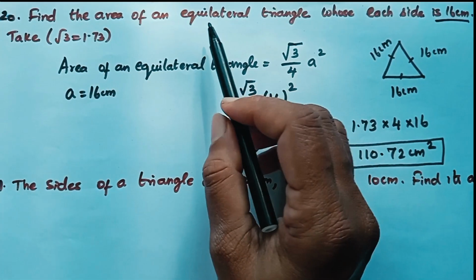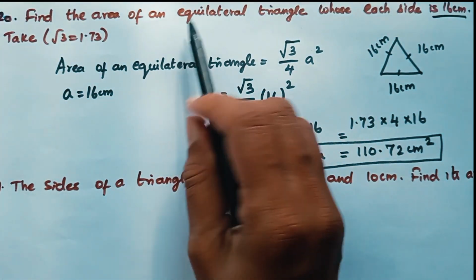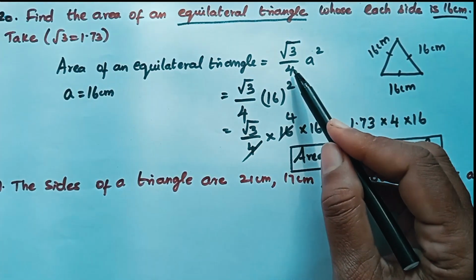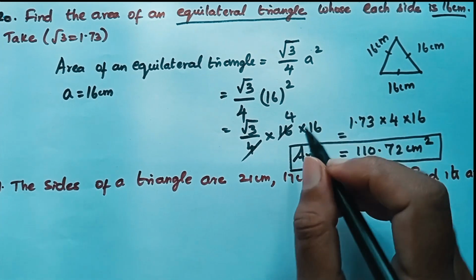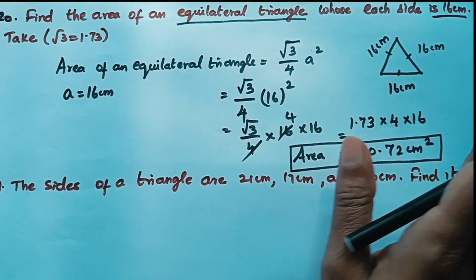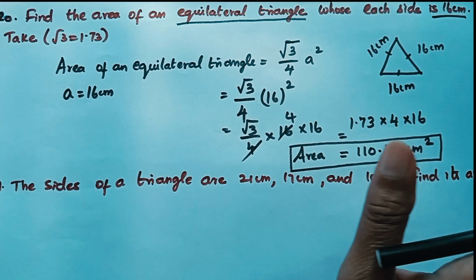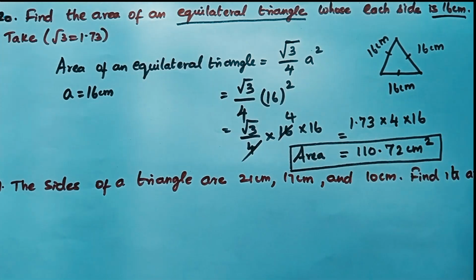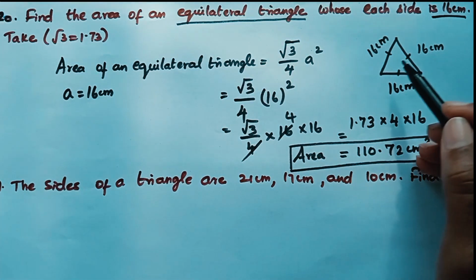So if they have mentioned find the area of an equilateral triangle, then you have to use a formula root 3 by 4 into a square. Simply if they have given like find the area of a triangle, then you have to use a formula half into base into height. In that case, the base and height should be given.